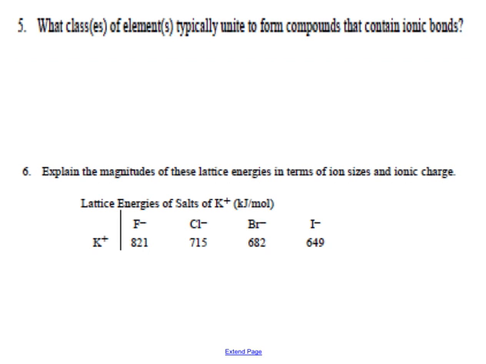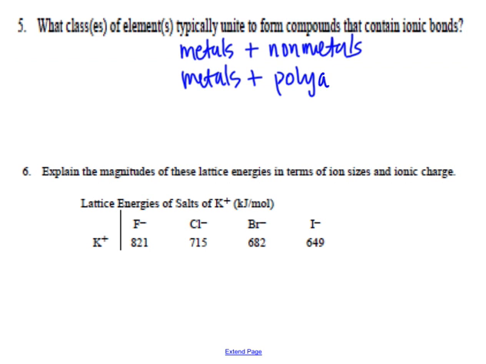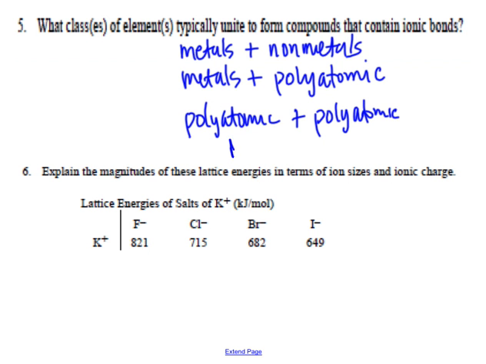What classes of elements typically unite to form compounds that contain ionic bonds? Metals and nonmetals. We also can have metals plus a polyatomic, but you know, those are all nonmetals as well. But we can also have two polyatomics. What's our one and only positive polyatomic? Ammonium, right? So if we have an ammonium plus another nonmetal or another polyatomic, it's ionic as well, because anytime you have a polyatomic ion, it's an ionic bond.